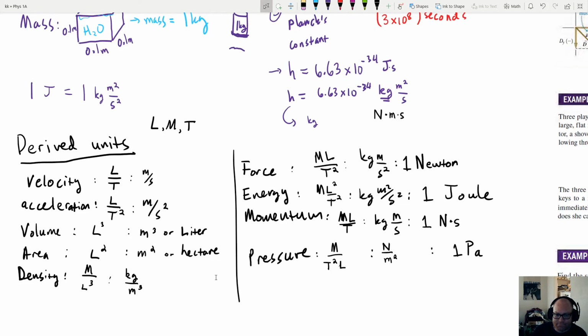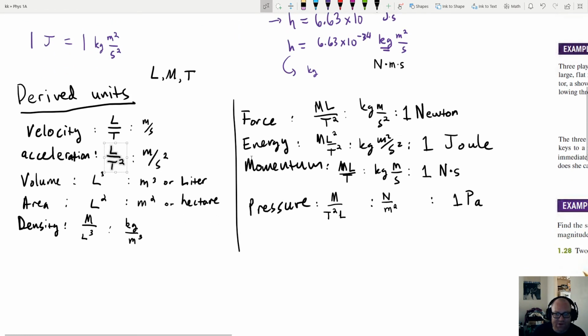Okay, so let's look at something called dimensional analysis. Here I've defined that velocity is length over time, and acceleration is length over time squared. This is part of dimensional analysis.